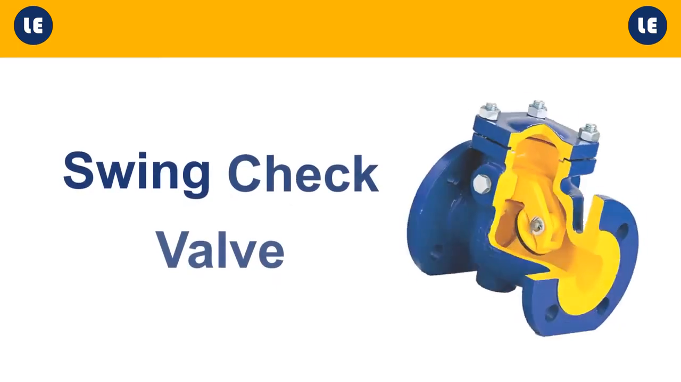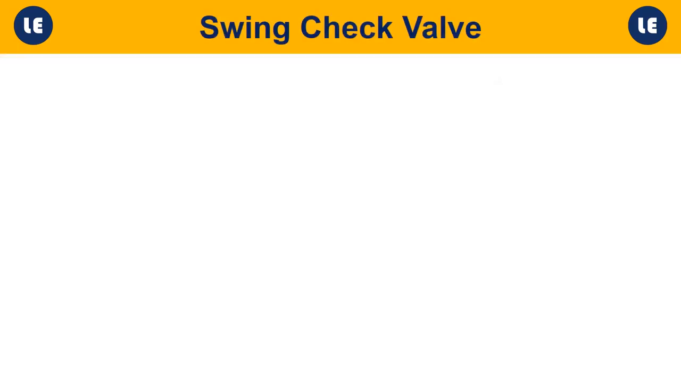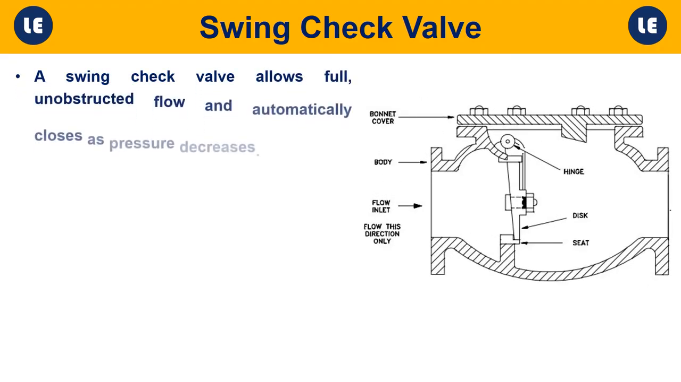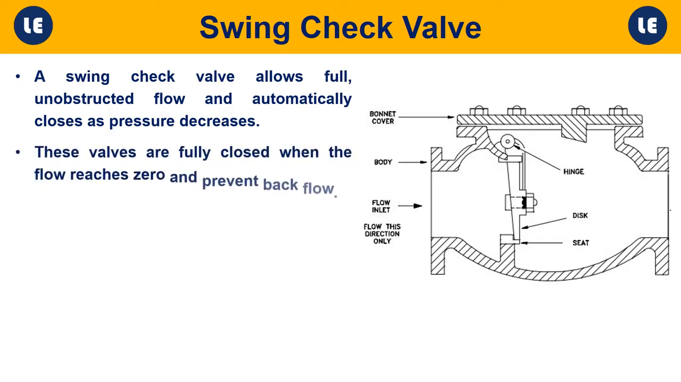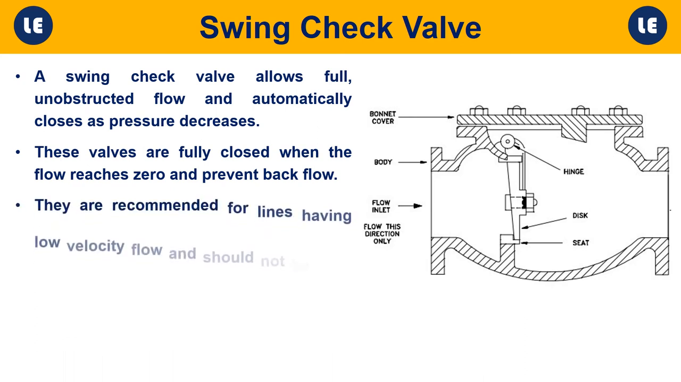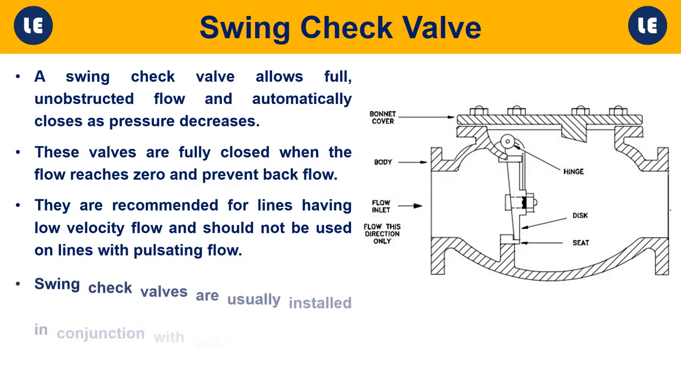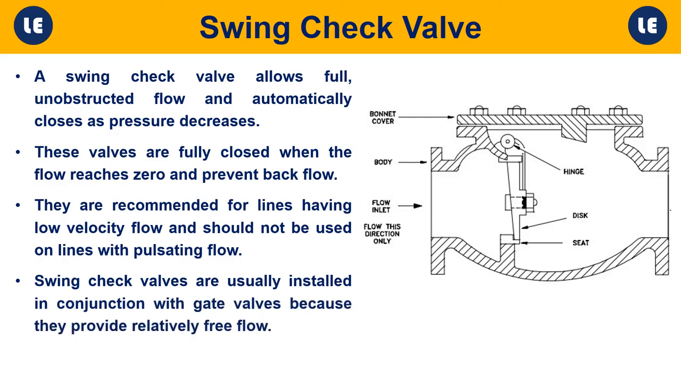Swing check valves. A swing check valve allows full, unobstructed flow and automatically closes as pressure decreases. These valves are fully closed when the flow reaches zero and prevent backflow. They are recommended for lines having low velocity flow and should not be used on lines with pulsating flow. Swing check valves are usually installed in conjunction with gate valves because they provide relatively free flow.